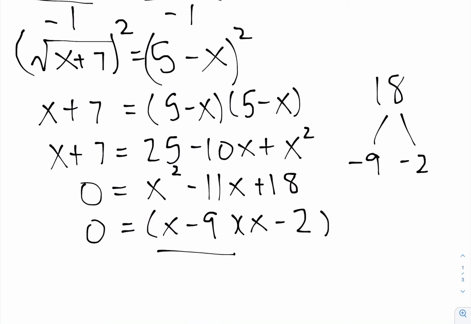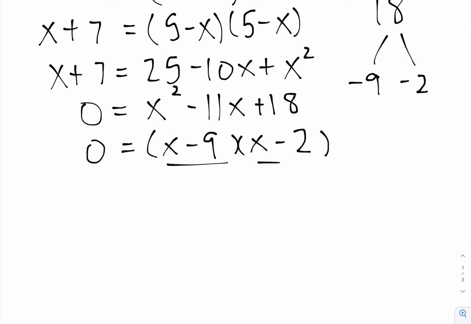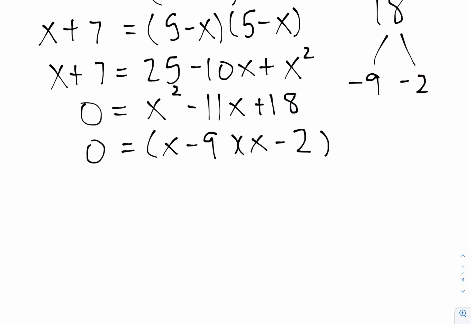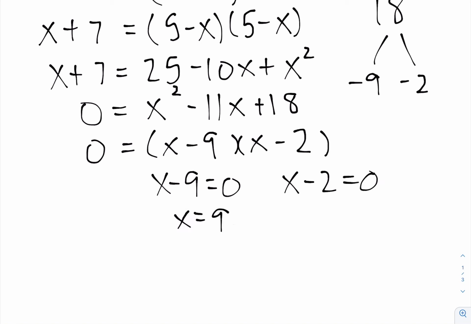If these two things are multiplying and they equal 0, that means either one of these can equal 0. Because if x minus 9 is 0, that means we'll have 0 times whatever this is. It doesn't even matter what this is, because 0 times anything is just 0. So x minus 9 can equal 0, or x minus 2 can equal 0 for the same reason. That means x equals 9, and it can also equal 2.